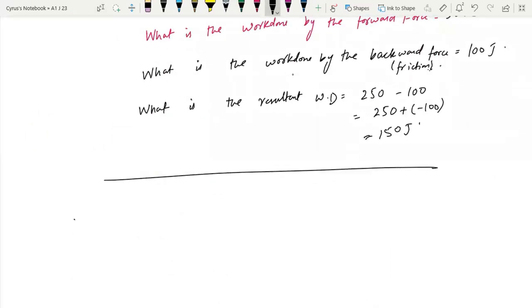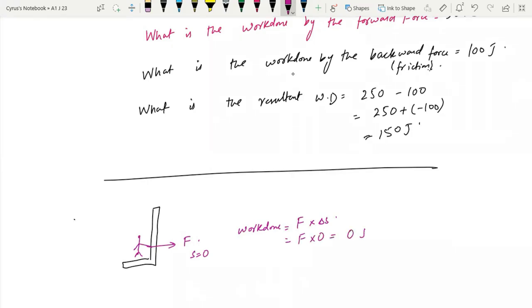After that, we have here a person, when I am going to talk about when the work done is zero. This is the object. The force is applied here like this. It's not moving. The work done is zero. Work done is F into delta S. And this is F into zero. So you get 0 joule here.